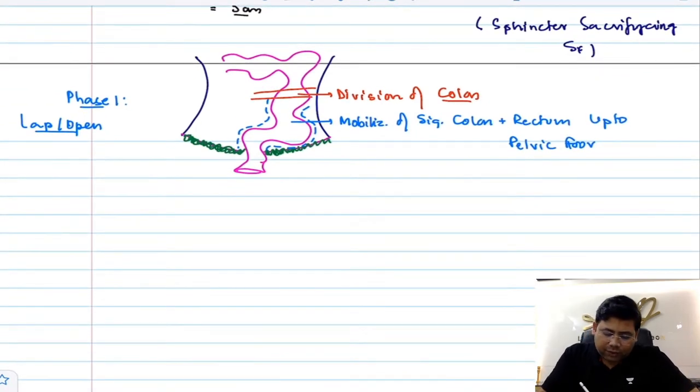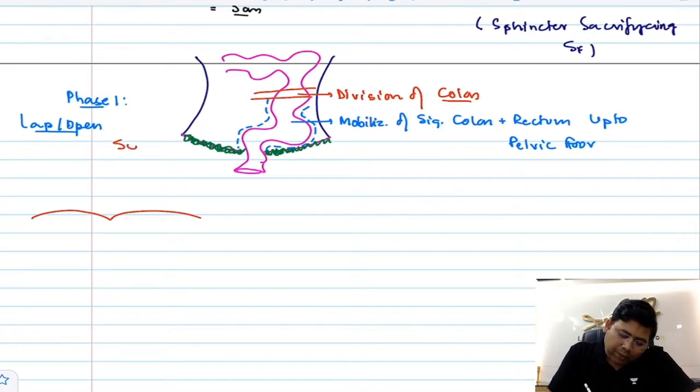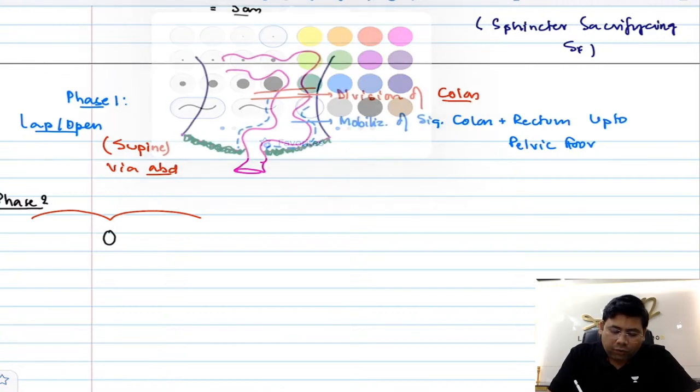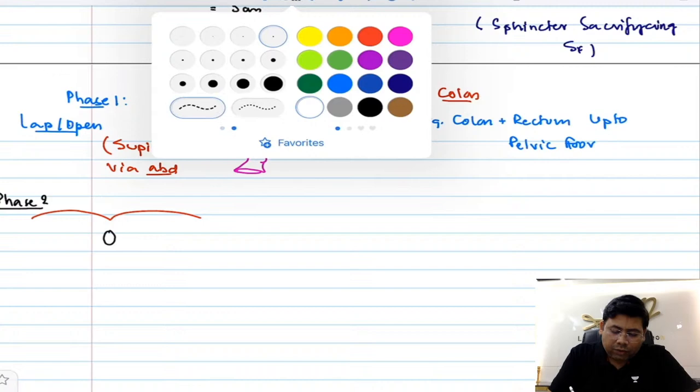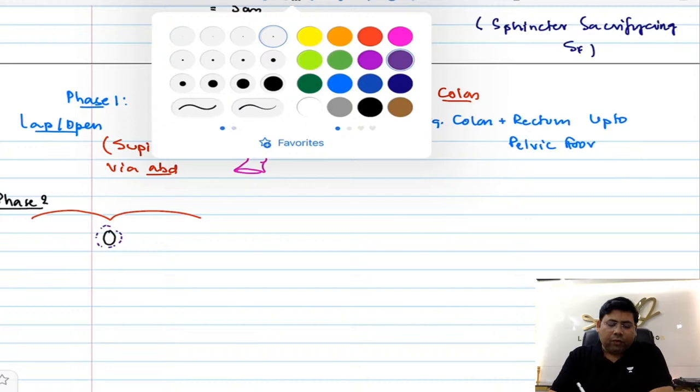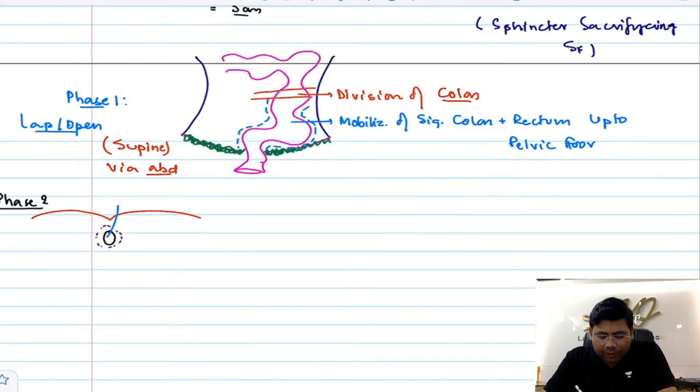The second phase of the surgery is done in the prone jackknife position. So here the patient is supine and the approach is via abdomen. The phase 2 of this surgery is via perineum. And suppose this is the anal verge. Now what are you going to do? You are going to start the resection around the anus, and continue from this side up to the pelvic diaphragm.